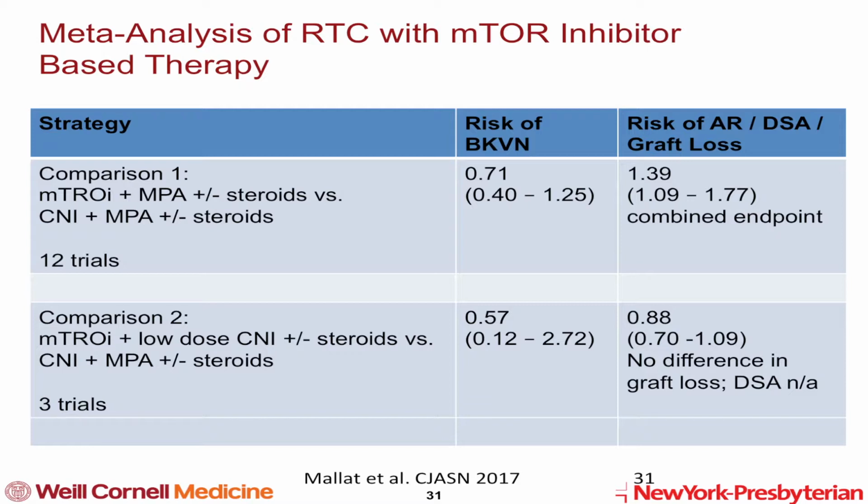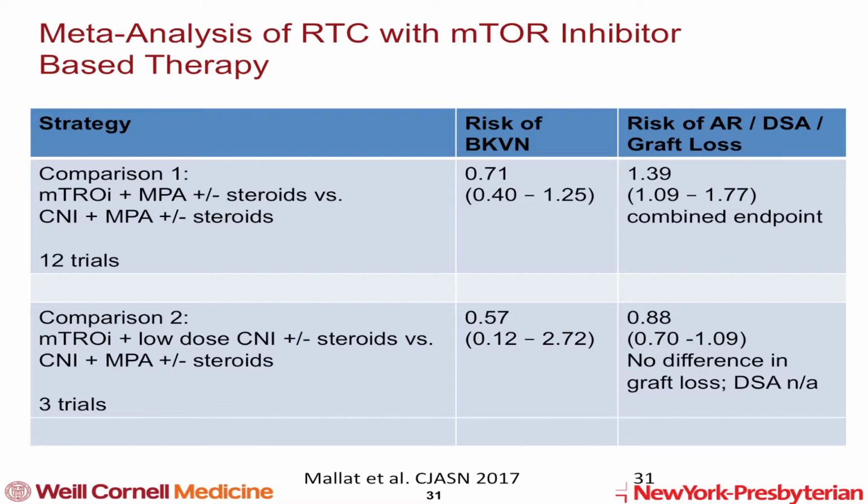So the first comparison was made with mTOR inhibitors with CellCept plus or minus steroids versus the CNI and CellCept plus or minus steroids. And the risk of BKVN was 0.71, crossing that one line, so not statistically significant, but maybe a trend towards benefit. The price that you had to pay was the risk of acute rejection, donor-specific antibody development, or graft loss, which was a composite endpoint, was statistically higher, 1.39.